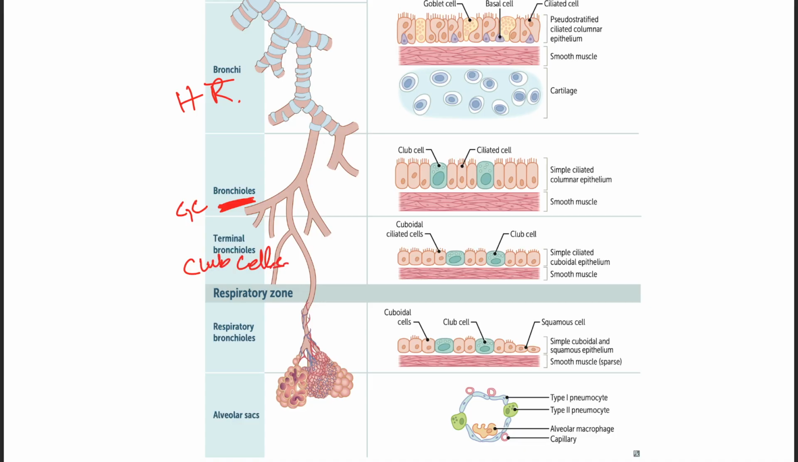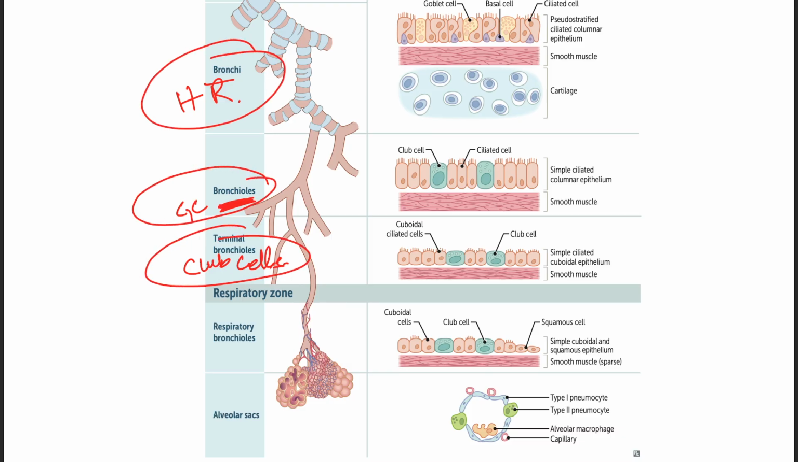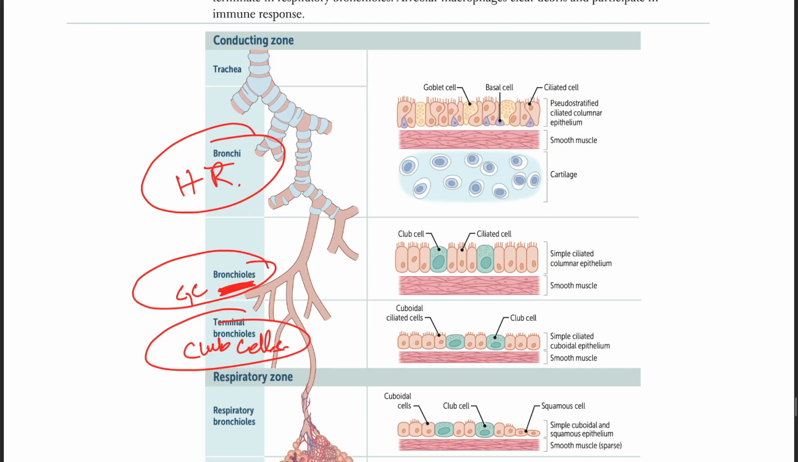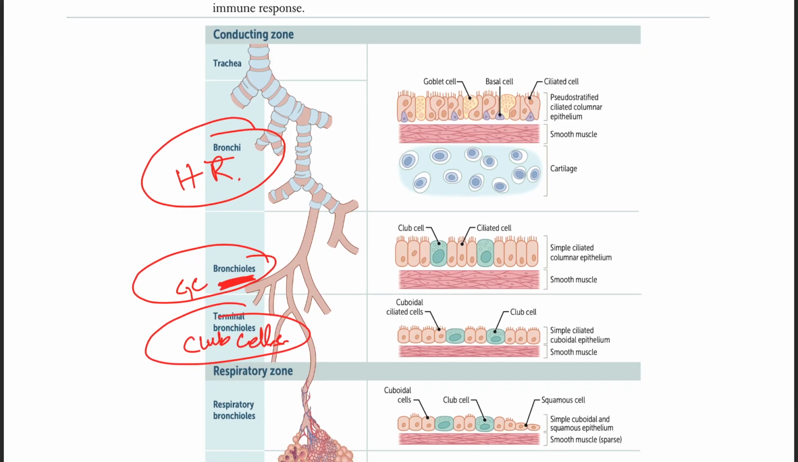Okay, so 3 important points: bronchi, highest resistance; bronchioles, goblet cells; terminal bronchioles, club cells. Okay, in the respiratory, we'll read that respiratory first. But talking about mucociliary escalator. So what is mucociliary? Extra point. So let me read this one out.